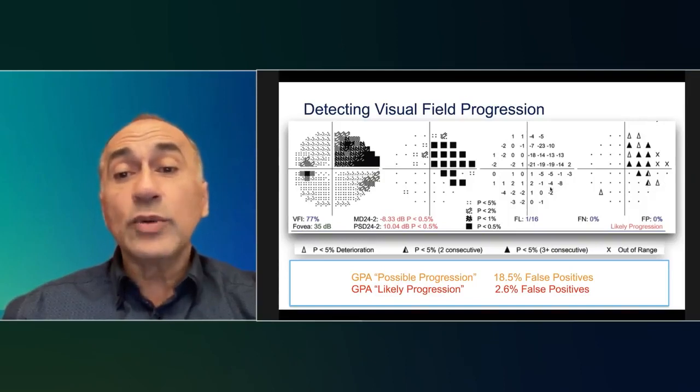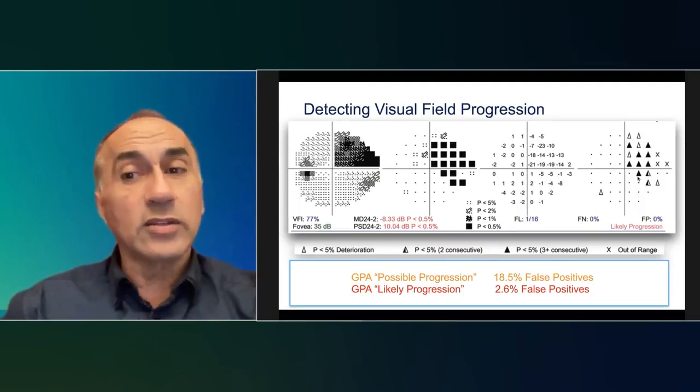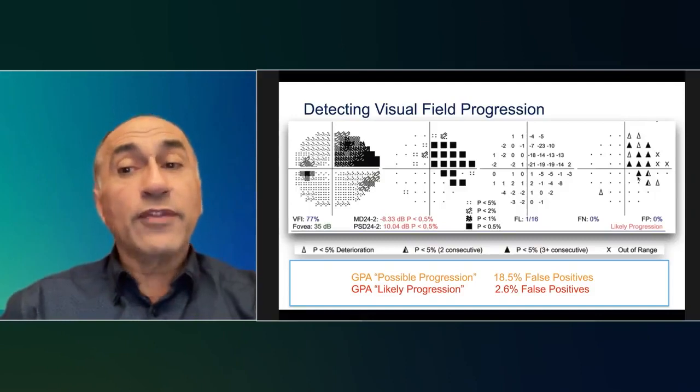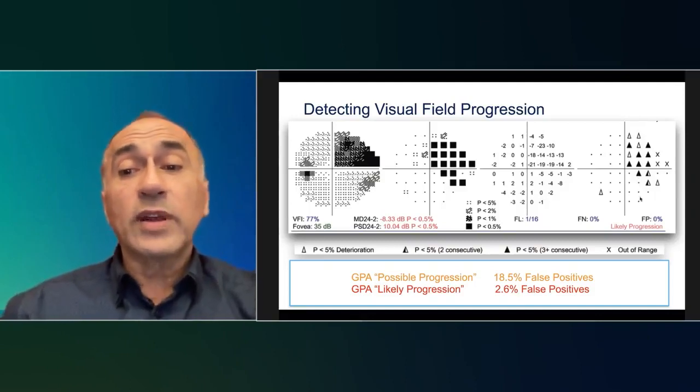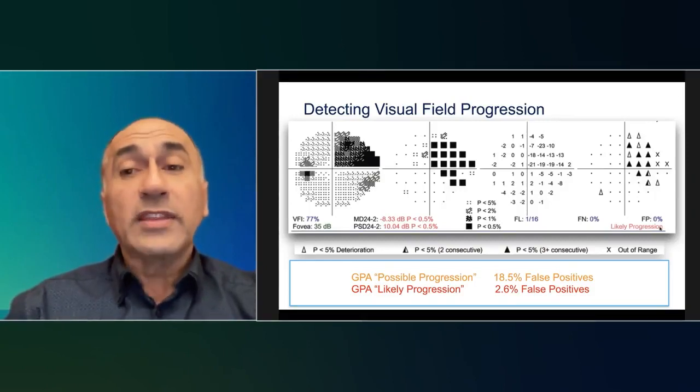This point adjacent to it is -4 decibels worse than baseline, but it's been worse on 2 tests in a row. And this point here is only 5 decibels worse than baseline, but it's been 5 decibels worse 3 tests in a row. That's why it's in a solid triangle. If you have 3 solid triangles, the software will say likely progression, and that means it's 97.5% sure that the patient has truly progressed.